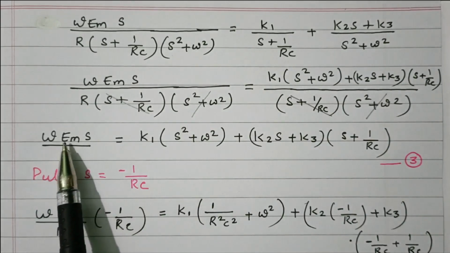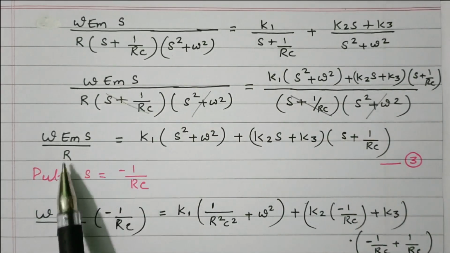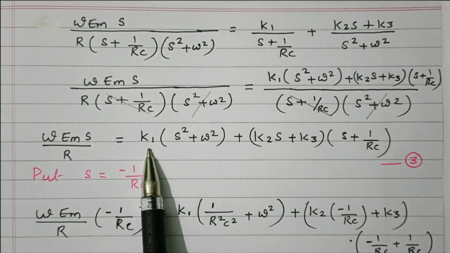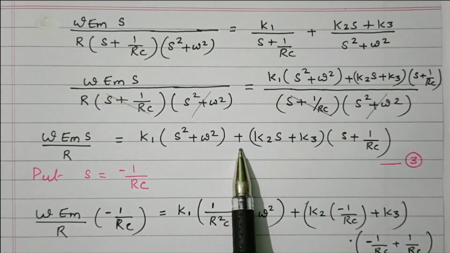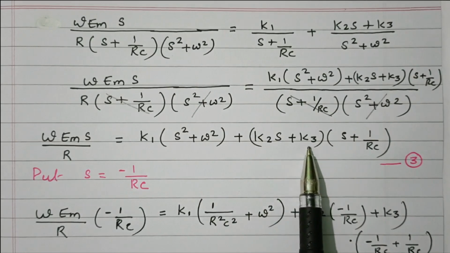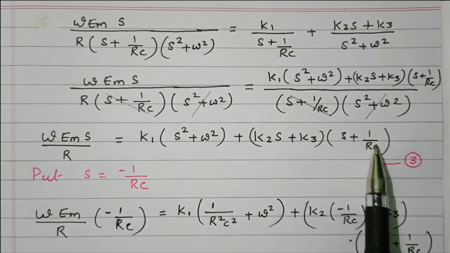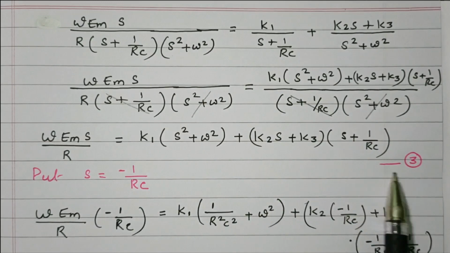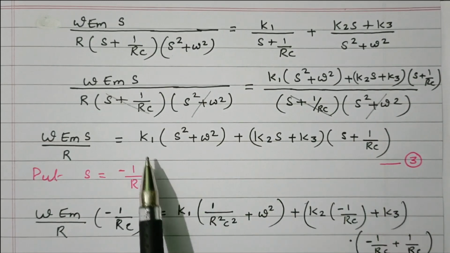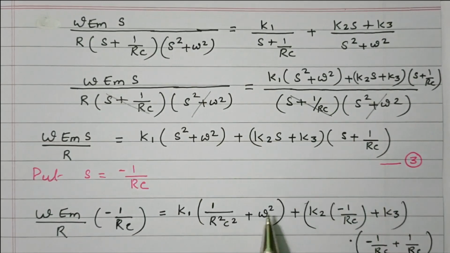So what we have is omega Em s by R equal to k1 into s square plus omega square plus k2 s plus k3 into s plus 1 by RC. Take this equation number 3. Now we need to find k1, k2 and k3.